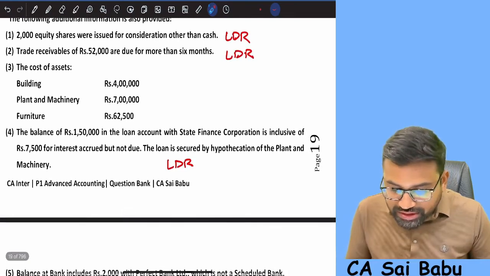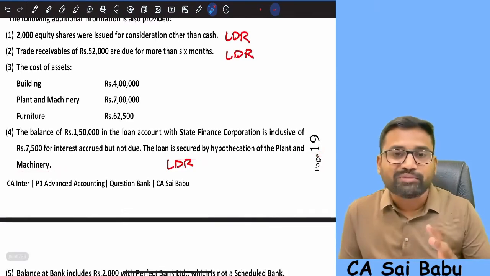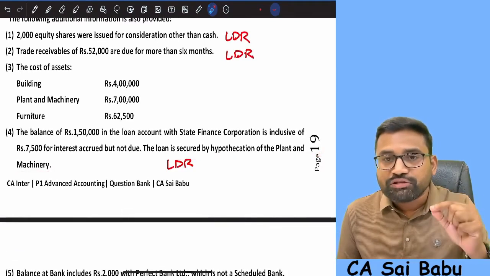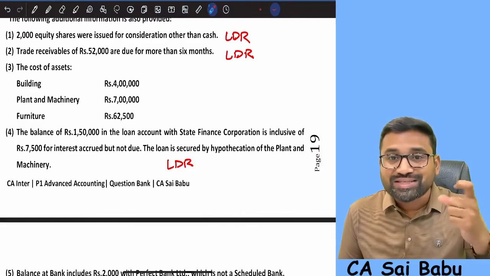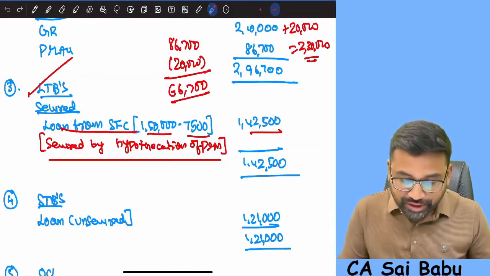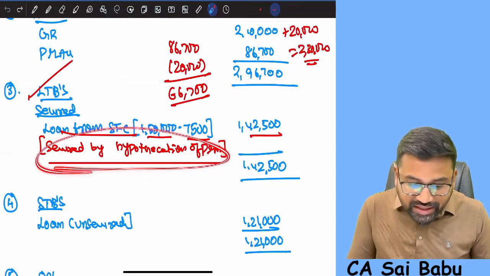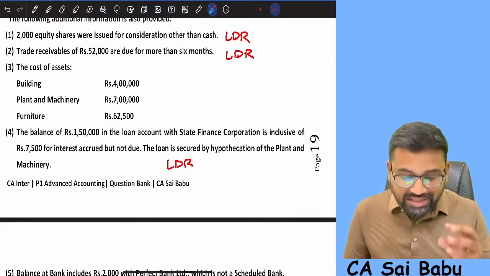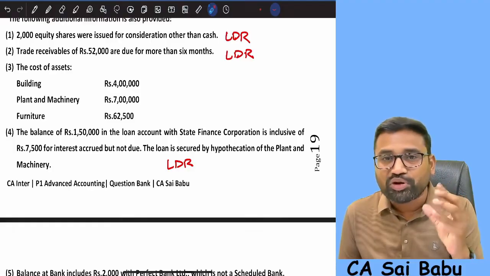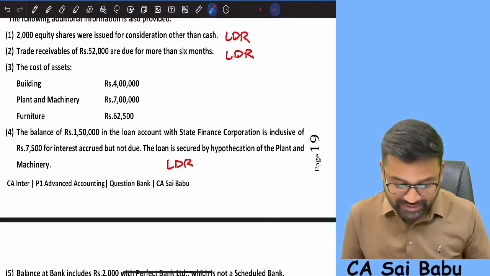And also, this loan is secured by hypothecation of plant and machinery. According to Schedule 3, whenever any borrowings are secured, we need to mention the nature of security. So that's why here, when I am presenting long-term borrowings, I am presenting it as secured by hypothecation of plant and machinery. These are very, very small points, but very, very important, which will give you marks.